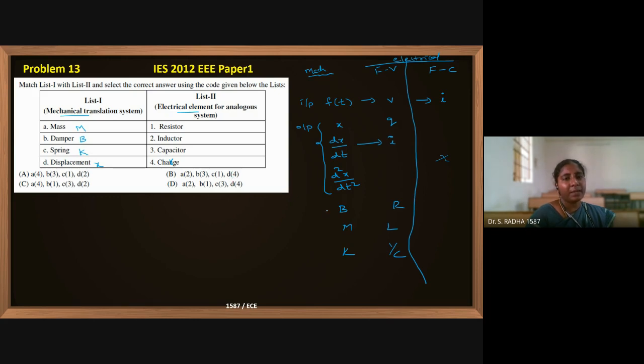Next B, M, K. B means R. So B means 1. Which one is giving B1? Option D is giving B1. B is nothing but R, I have written here. Next, mass is nothing but inductor. So A is nothing but 2. That is also satisfied in option D. A is equal to 2, also satisfied.